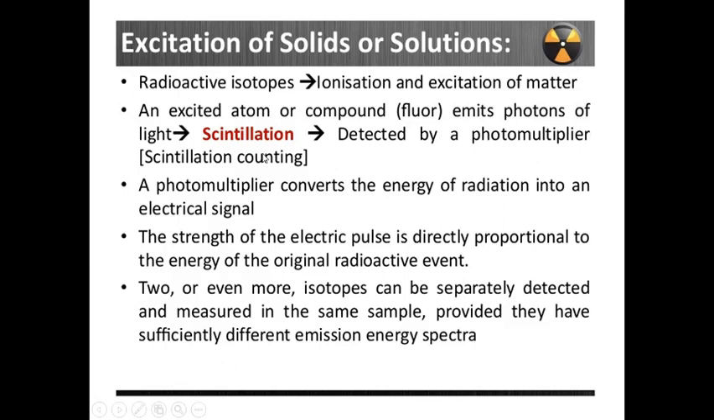Okay, so the measurement of light emitted by the compound which is exposed to the ionizing radiations of radioactive elements is known as scintillation counting, and the device or instrument in which this process occurs is known as a scintillation counter. A photomultiplier converts the energy of radiations into electrical signals. The strength of the electrical pulses is directly proportional to the energy of the original radioactive events.